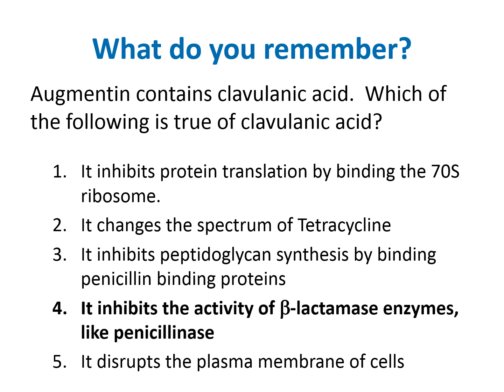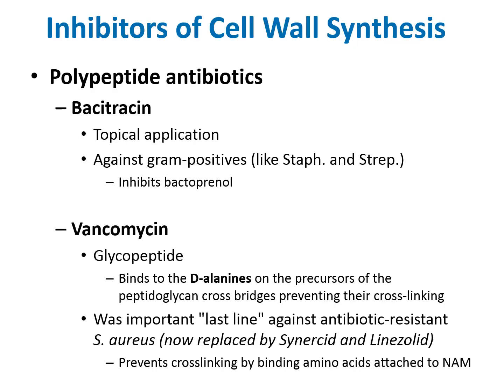Right, it inhibits the activity of beta-lactamase enzymes like penicillinase. Good job. So another way that we can get around beta-lactamase enzymes, these enzymes that break down your beta-lactam antibiotics, is we can try to treat bacterial infections with antibiotics that are just not penicillins. They don't have beta-lactam rings at all. And so that's where bacitracin and vancomycin come in.